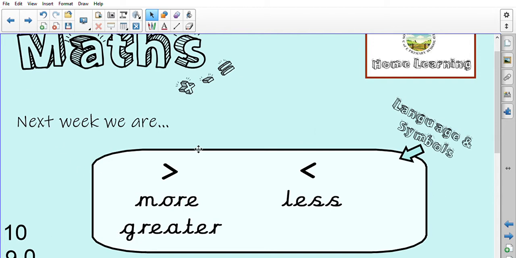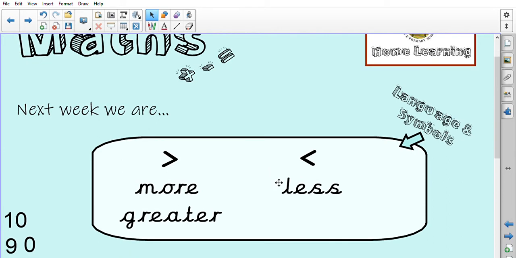And those are those tricky symbols that we've been beginning to think about in year one. Remember that you need to kind of imagine that they're a bit like an arrow, and the more than arrow is pointing up the number line because the numbers are getting bigger, and the less than arrow is pointing down the number line because the numbers are getting a bit smaller. Maybe that's a little trick to help you remember which way round the symbols go.